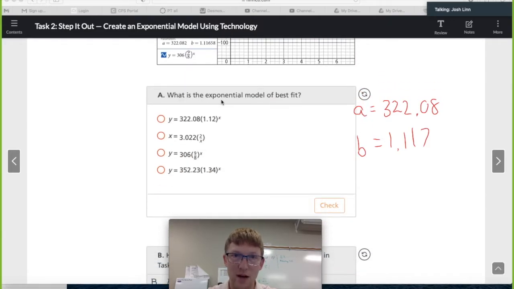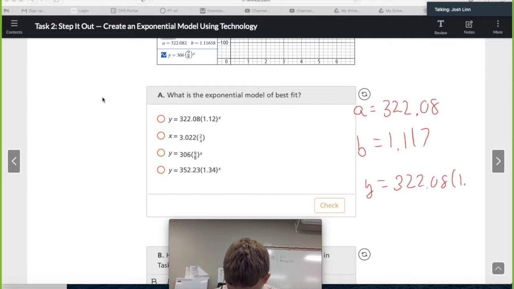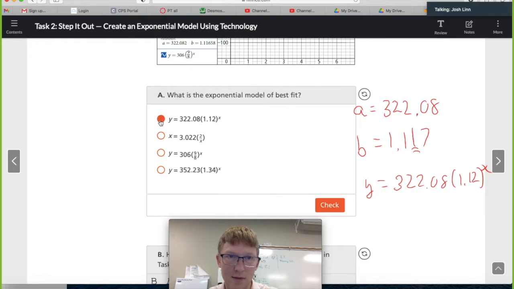But what is the exponential model of best fit? So it looks like they're rounding to the nearest tenth. So we can say y equals 322.08 times 1.12 to the power of x. I'm trying to see if they have one that's close. Yeah, 1.12 to the power of x. So I just rounded to the hundredths place, not the tenths place. So there we go. It looks an awful lot like that one.